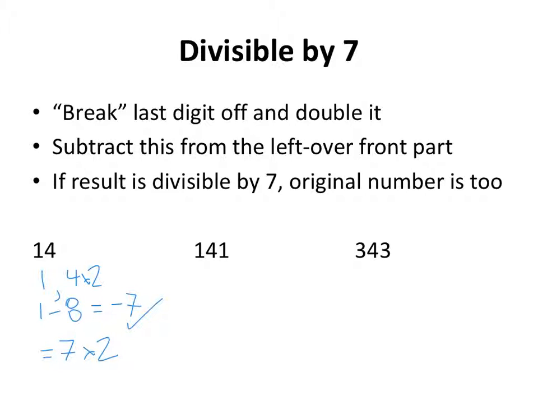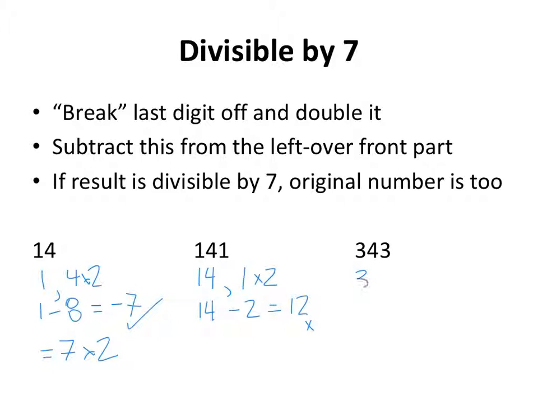Let's try the second piece. The front part will be 14. Our last digit is a 1. We'll double that to get 2. 14 subtracting 2 is 12. That's not a multiple of 7. 7 is not going to divide nicely into 141, or in other words, 7 is not a factor.